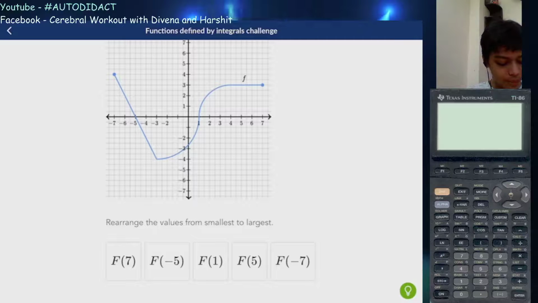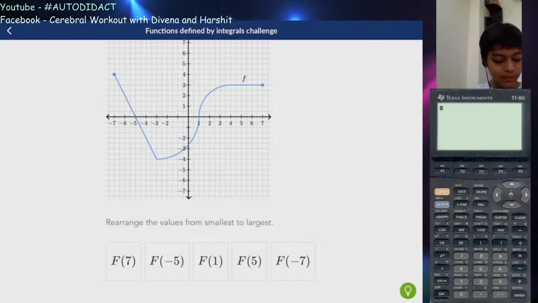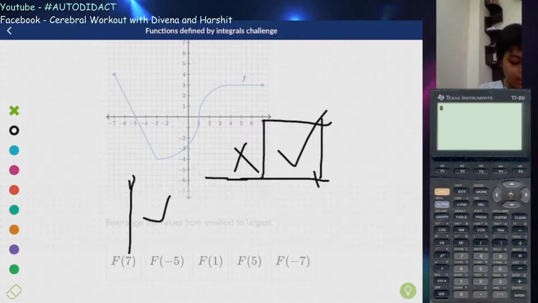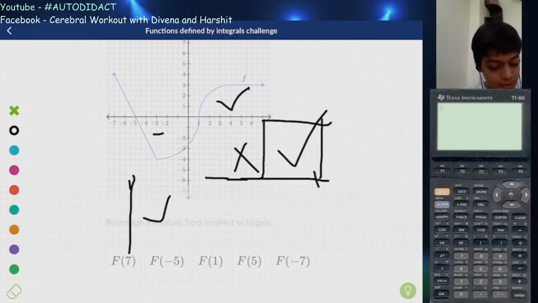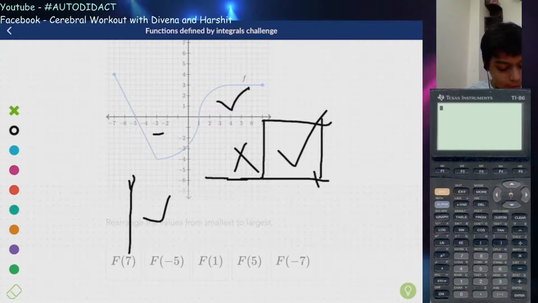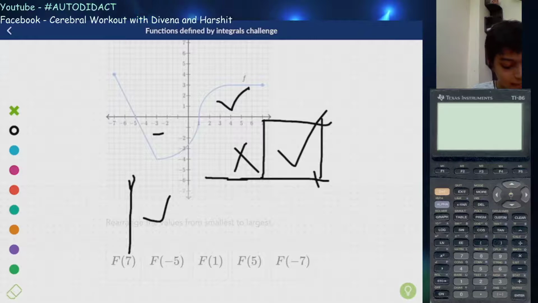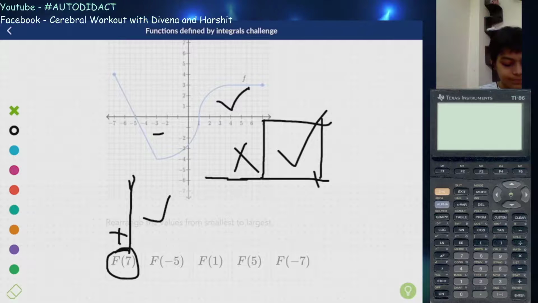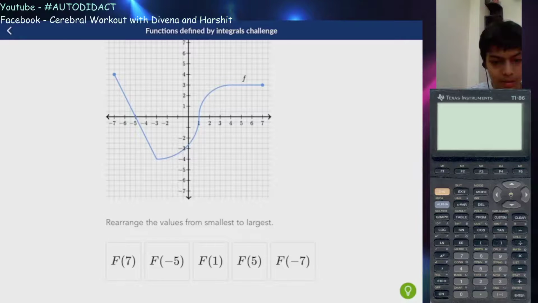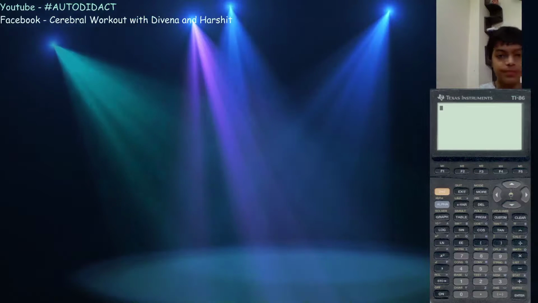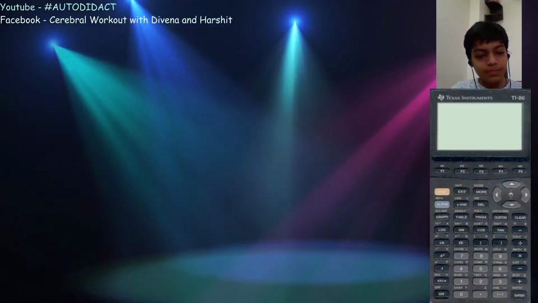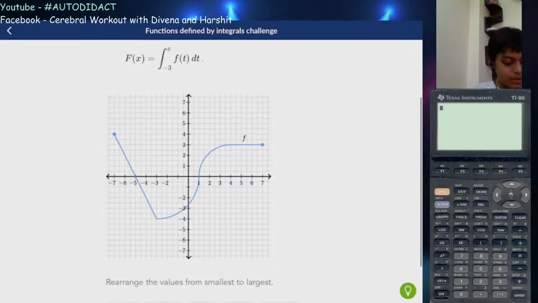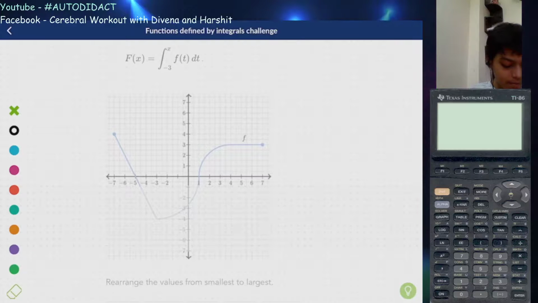And we want to find out from -3 to -5. Also this value is going to be negative and this value is going to be positive. So like this, and we want to find out F of -5, from -3 to -5. So this one is going to be positive. One second, let me reset it.